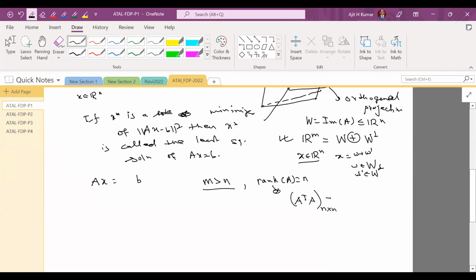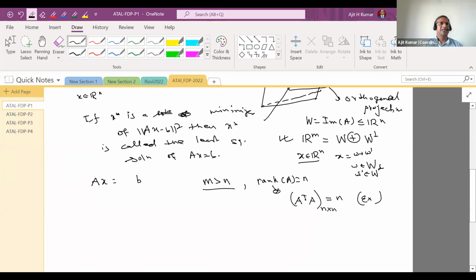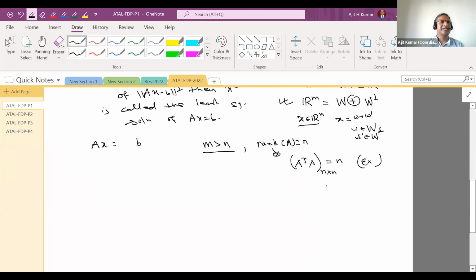Maximum n. It will be less than or equal to n. You can show that it is going to be n. This you can look at. I'll leave this as an exercise. I'm sure most of you must have seen this. It's a standard exercise in linear algebra. Okay, so this has rank n.